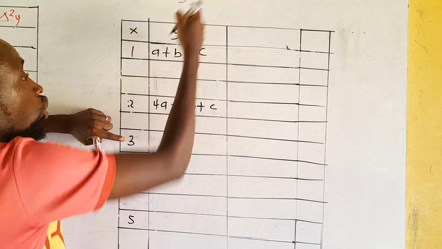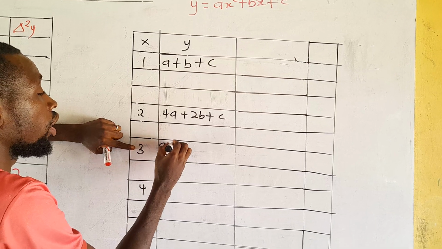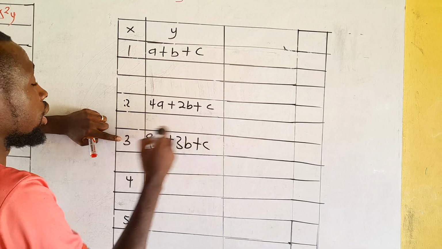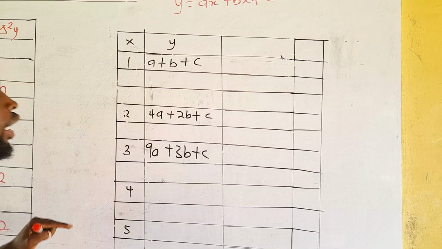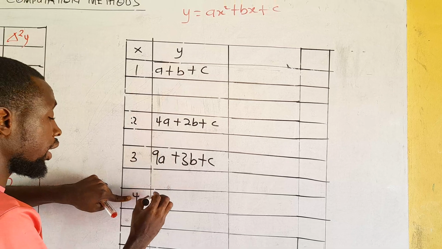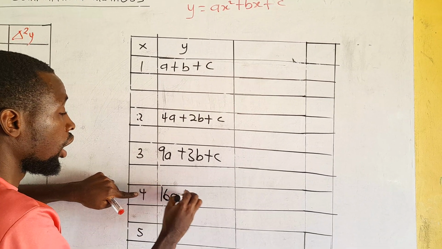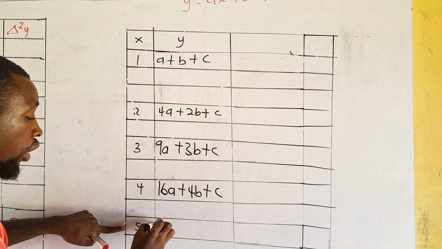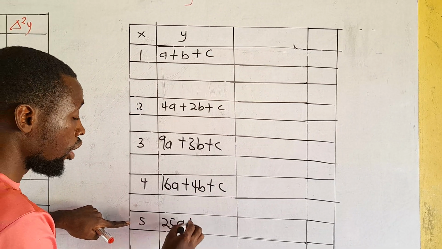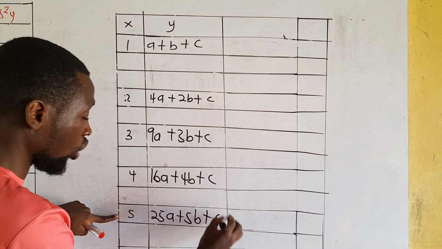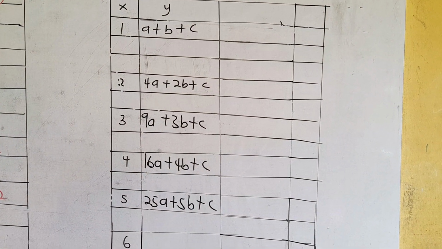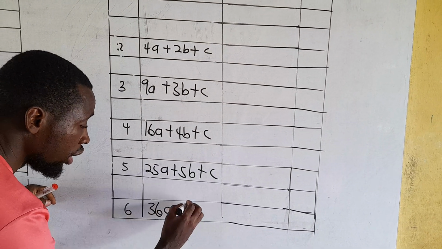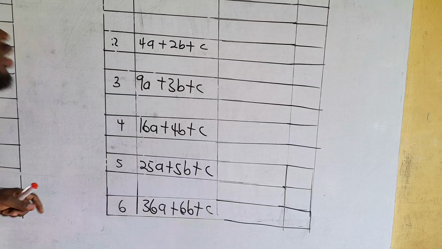We substitute the 3 to get 9a plus 3b, then plus c. 3 square is 9 times a will give you 9a. 4 square is 16 times a, that will be 16a plus 4b, then plus c. Then 5 square is 25, so that will be 25a plus 5b, then plus the constant c. Now substitute 6. 6 square is 36a plus 6b, then plus c.